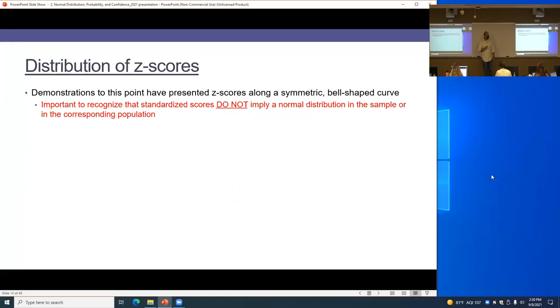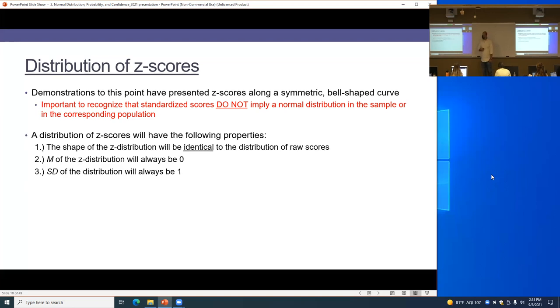All right. Talking about the distribution for z-scores. Up to this point, when we're talking about z-scores, we're thinking of them as falling along a normal curve, right? That nice bell-shaped curve. It's important to recognize that just because you create a standardized distribution does not mean that you created a nice normal curve. We tend to associate z-scores with normal curves. And in theory, if we're using them to derive probabilities, we're assuming the underlying population has a nice normal curve, but just because we've changed things over to a standardized format doesn't mean we've changed the distribution in any way.